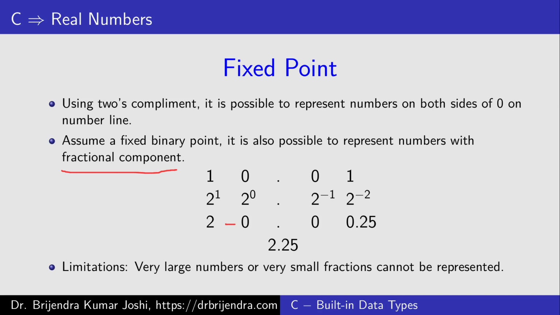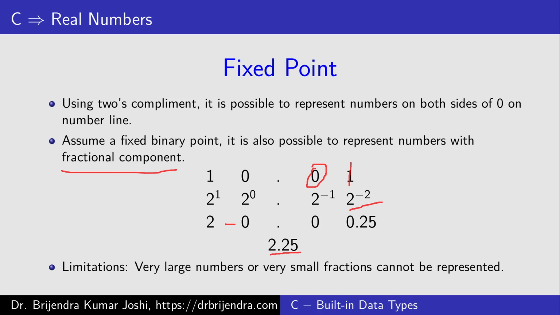Now on the right hand side, the exponent of 2 keeps on increasing as far as magnitude is concerned, but it is negative. So this place represents 2 to the power minus 1, and this place represents 2 to the power minus 2. So this is 0 multiplied by 2 to the power minus 1, that is 0. And this is 1 multiplied by 2 to the power minus 2, which is equal to 0.25. Add these two, so this is 2.25. So 1 0 binary point 0 1 represents 2.25.